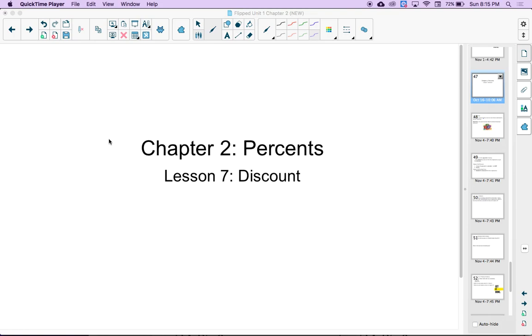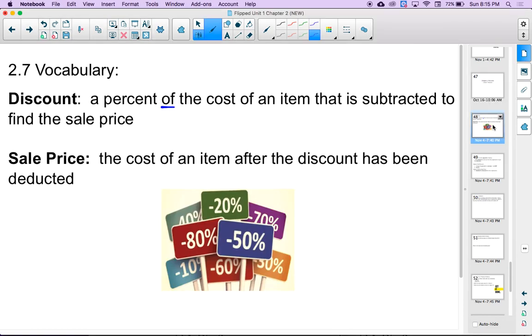This is lesson 7 in chapter 2. This lesson is all about discount. Discount is a word that we like to see when we're shopping because discount makes the price go down. Vocab for this lesson, discount.